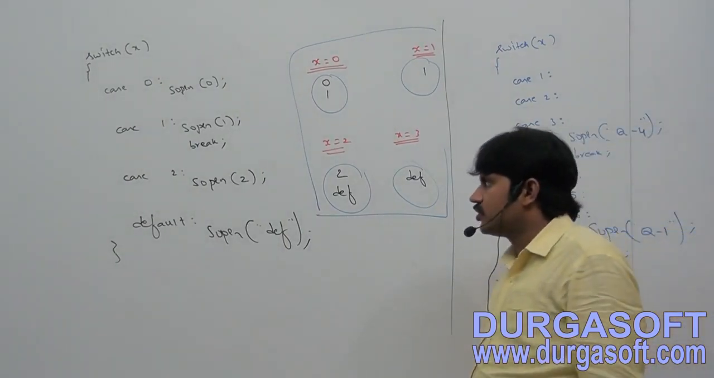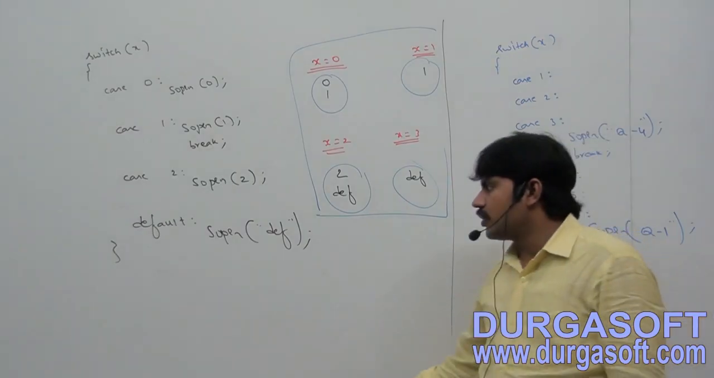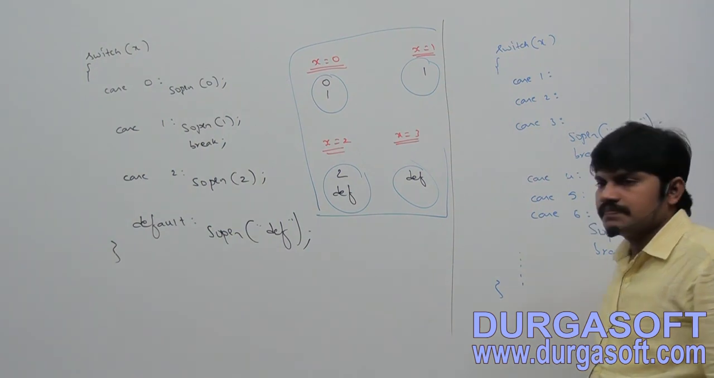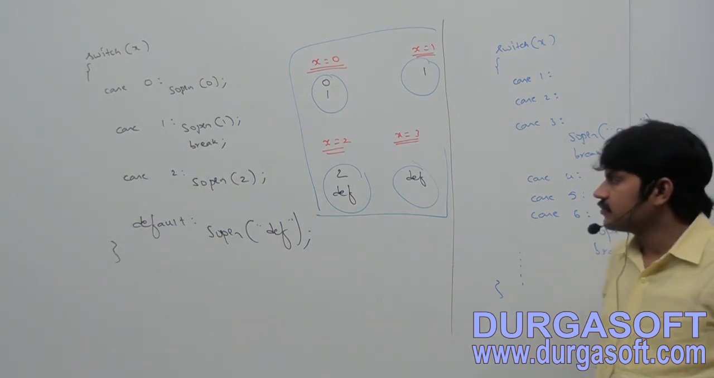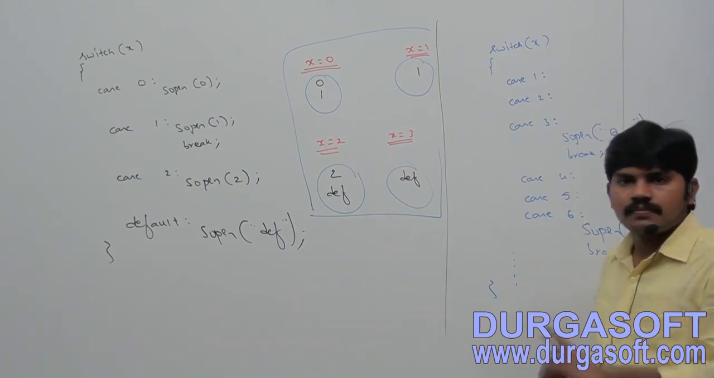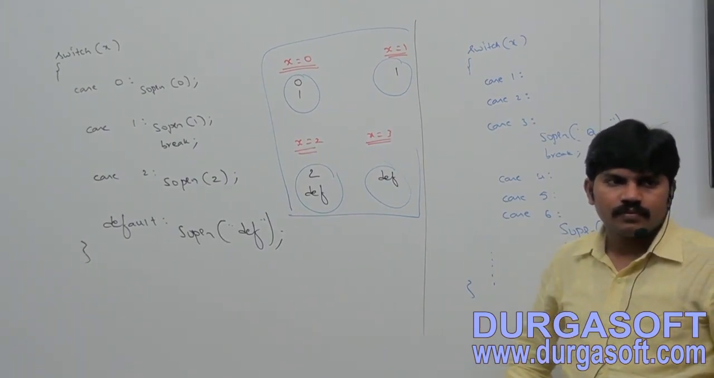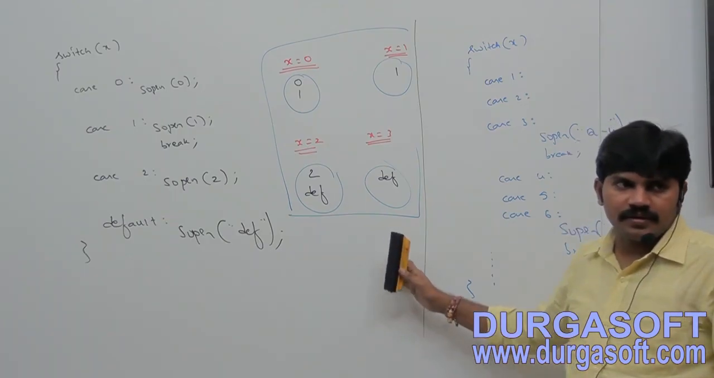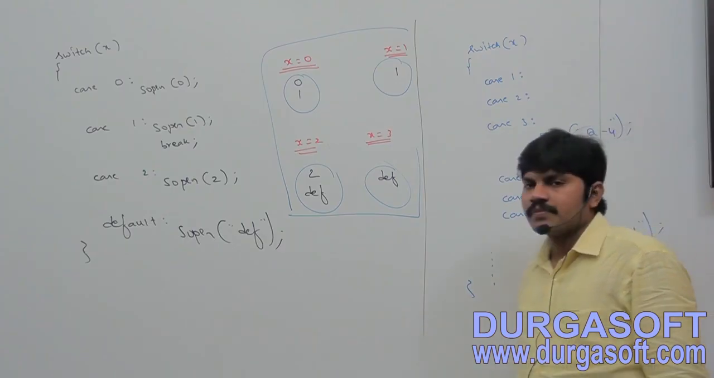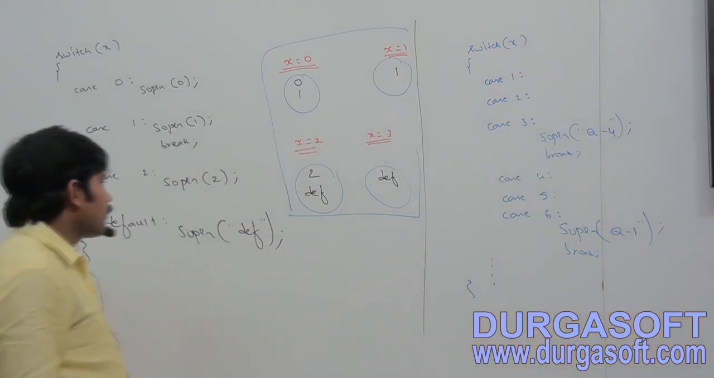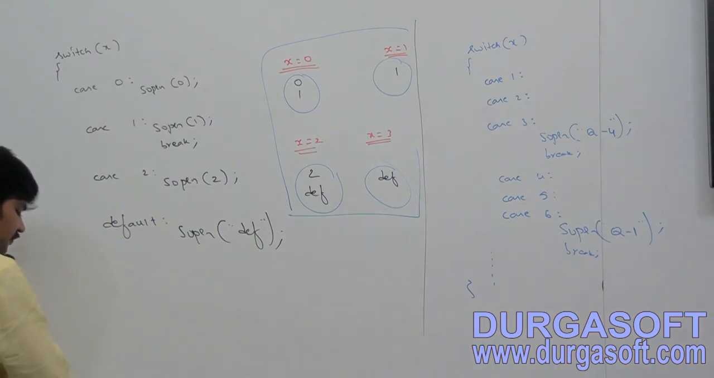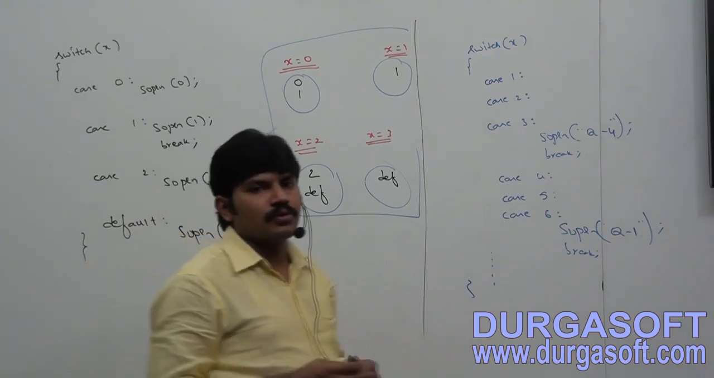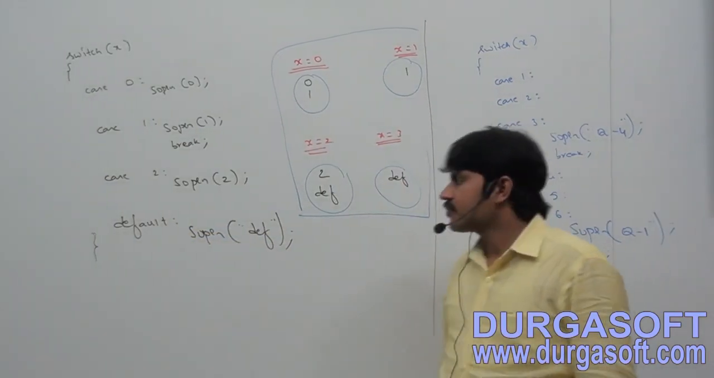Switch of X, case 0, case 1, case 2, default. SOP of def. Completed, right? Next one. Keep the subheading: default case. There are a few conclusions about the default case.